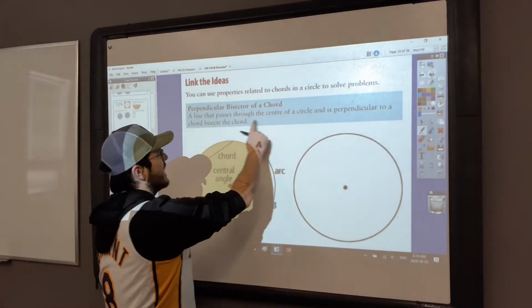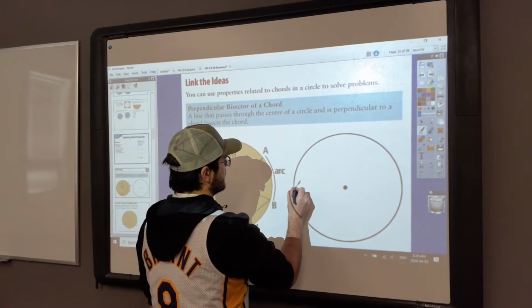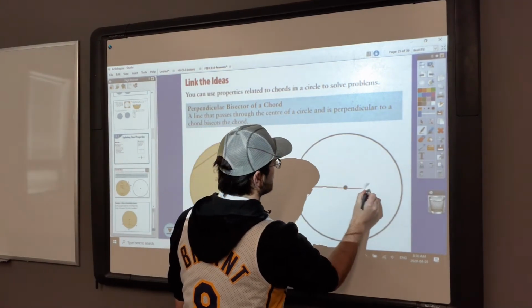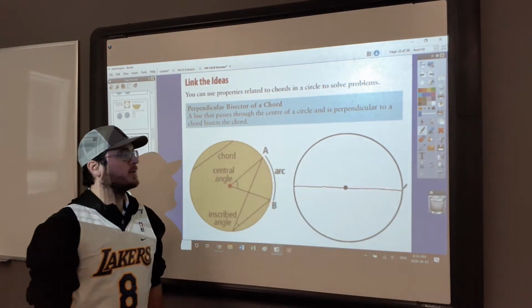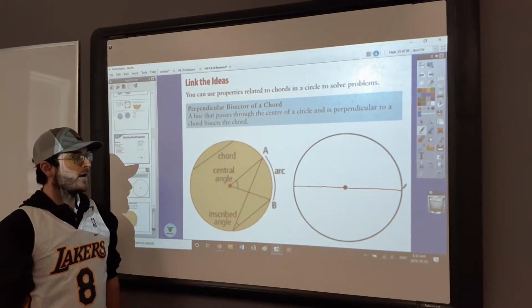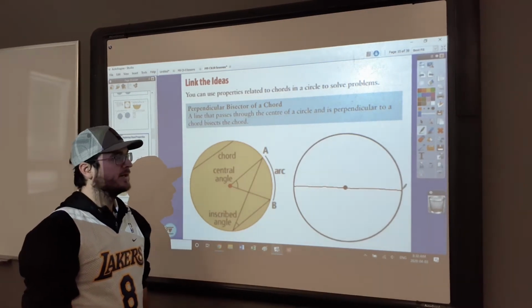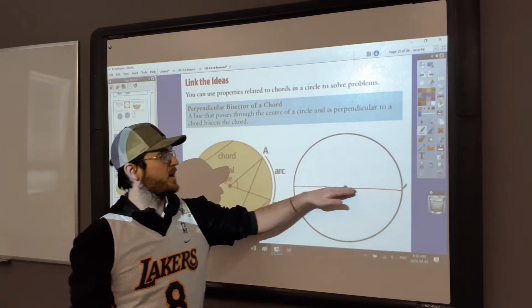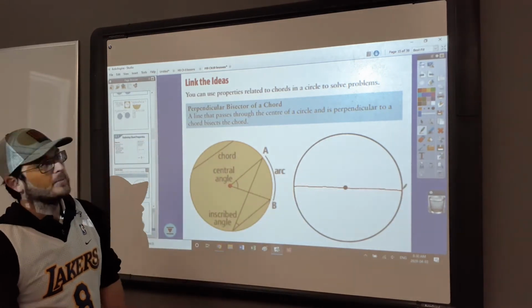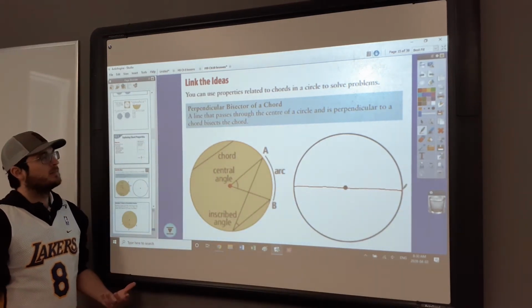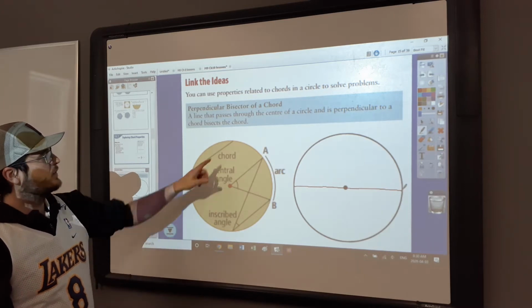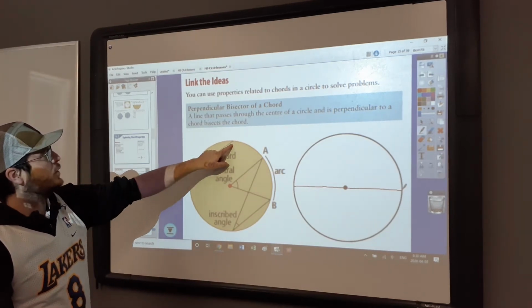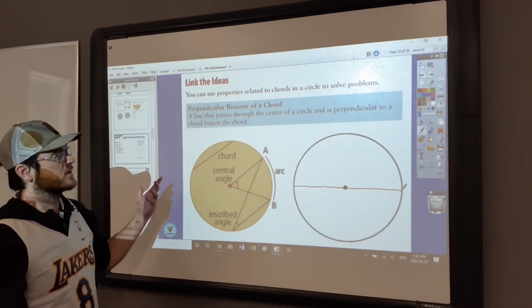A line that passes through the center of the circle. If I just draw a line that passes through the center of the circle, we all know what this line would be called, right? It's called the diameter. Any line that passes through the middle of the circle is the diameter. And if that line is cutting perpendicular to the chord, it means it bisects the chord.